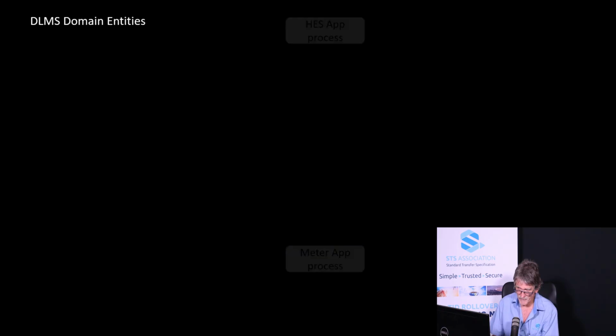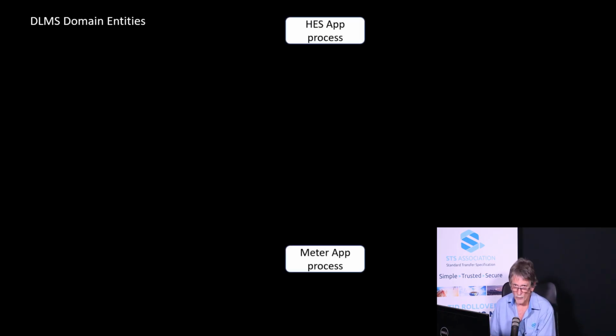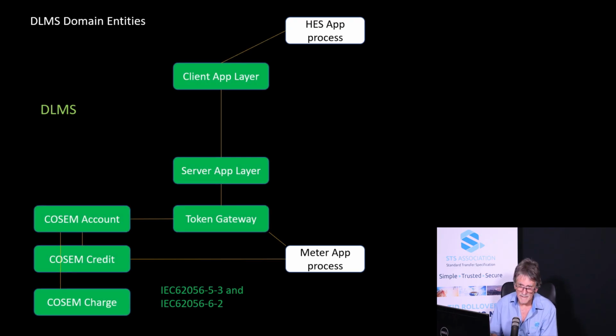Let's have a look at the DLMS domain entities. On the one end, you have an HES application process, in other words, a head-end system. And on the other end, you have the meter application process. The DLMS system essentially consists of a client application layer, a server application layer, a token gateway, a COSEM account, COSEM credit, and COSEM charge. And these are specified in the IEC 62056-5-3 and -6-2.